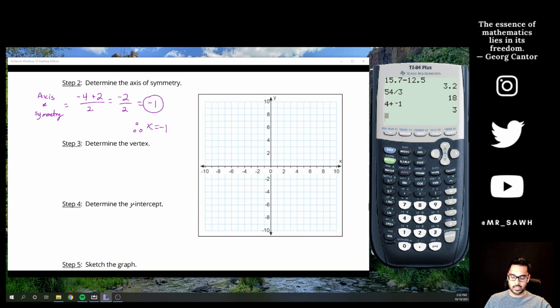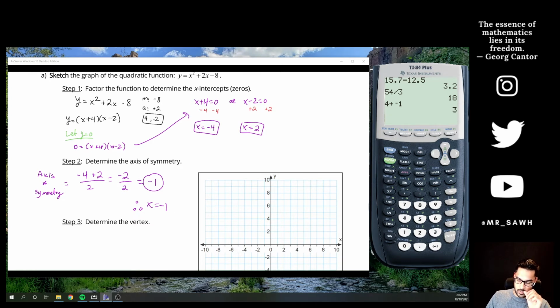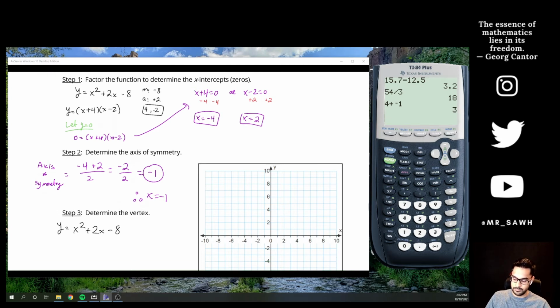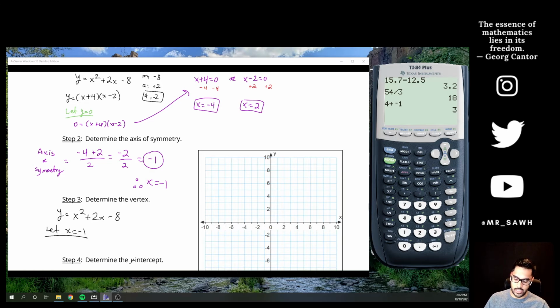Well, if I know what the axis of symmetry is, and I know the line that goes through my vertex, I can actually find the vertex because I know the x value of it. So we'll take that x value, we'll put it into our original equation, right? So y equals x squared plus 2x minus 8. So we're going to let x be equal to negative 1, because I know that'll be the x coordinate of my vertex, so plugging it in will get me the y coordinate of the same vertex.